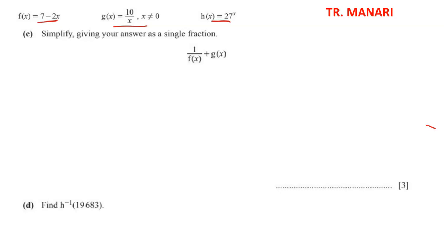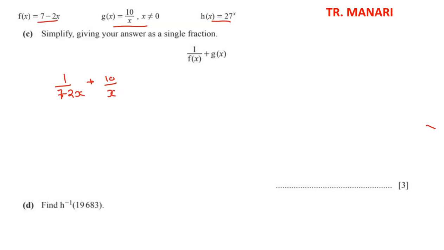That is interesting. Now, let's check out the first example, which was simple, a 3-mark question, which says find 1 over f of x plus g of x. So this is a direct question. They just want you to solve algebraic fractions. So we are going to do 1 over f of x, which is 7 minus 2x, plus g of x, which is 10 over x.